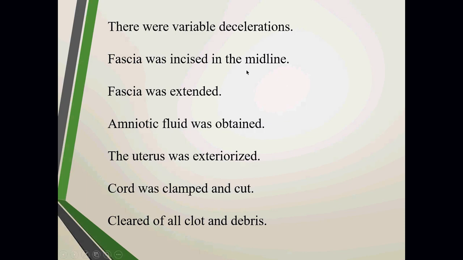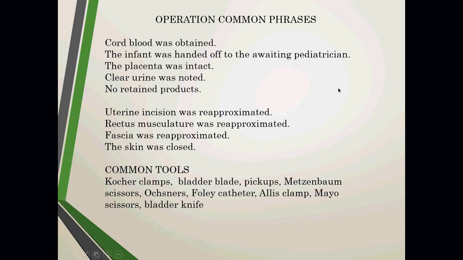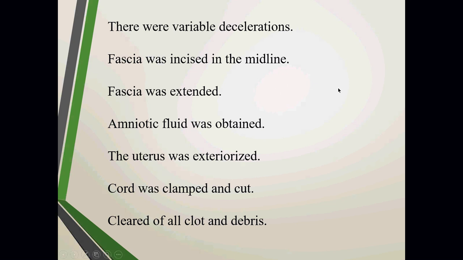That baby. You'll hear these phrases, but not on every single one. Oops, sorry. There were variable decelerations for that baby. Fascia was incised in the midline. Fascia was extended. Amniotic fluid was obtained. The uterus was exteriorized. Cord was clamped and cut, cleared of all clot and debris.